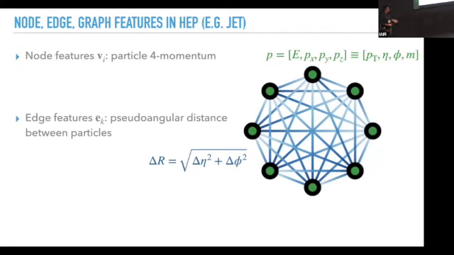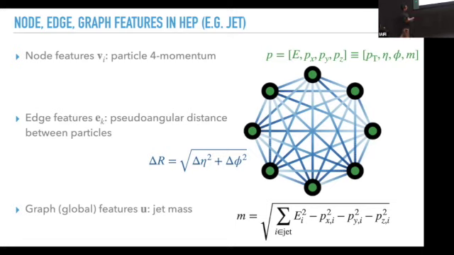We can have edge features, so we can actually pre-compute additional edge features that might be useful. This can make the training more robust or make the algorithms learn a little faster. So for instance, we can compute something like a delta R, which is a distance in the detector between pairs of particles. We can also compute global features of the graph. So in this case, a global feature would be the invariant mass of the jet as a whole, for instance.